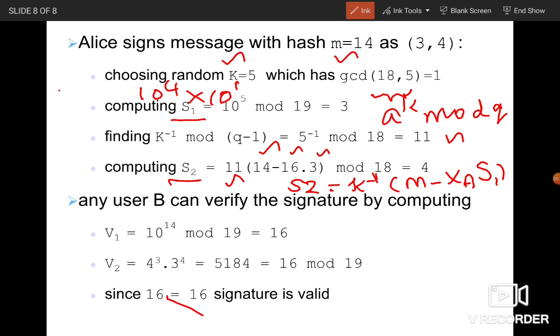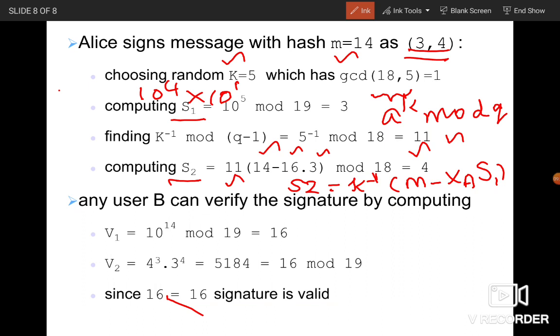Okay, so again we apply the modulus operation. So we get the answer as 4. So S1 equal to 3 and S2 equal to 4. So the signature consists of two components, S1 and S2. S1 value is 3 and S2 value is 4. So all are transmitted to the receiver.